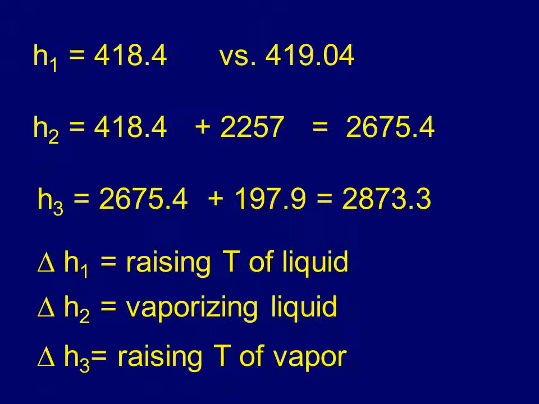So if you have a substance and you don't have tables, say methanol or butane or something like that, you have to find the enthalpies. Often you won't have tables, so you'll have to use this data on heat of vaporization and Cp for the liquid and the vapor to find your enthalpies.